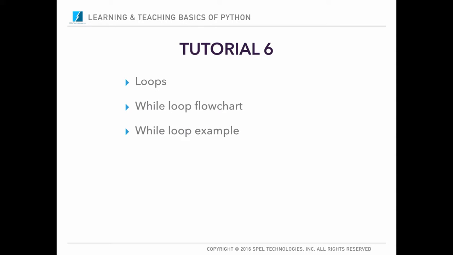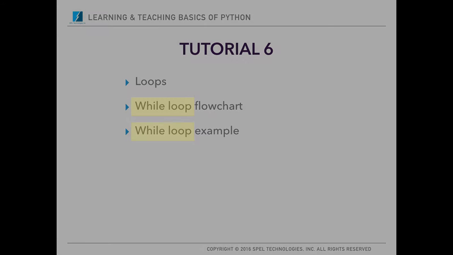Loops are used to perform tasks repeatedly in a program. In tutorial 6, you will learn about one type of loop that is known as a while loop. We are going to discuss the flowchart of a while loop and also write programs that use while loops.